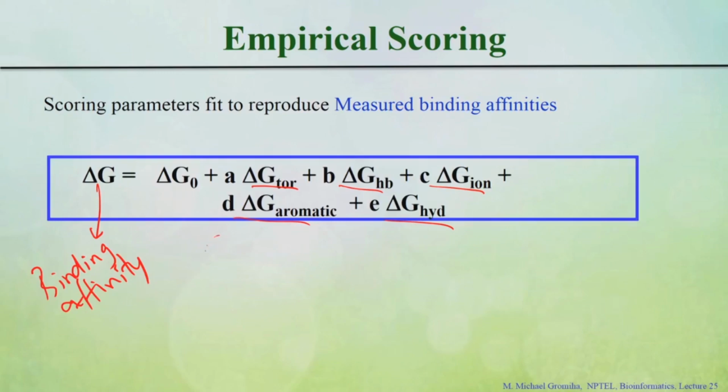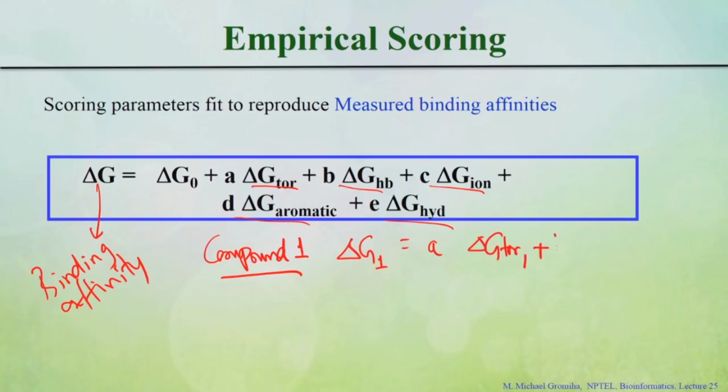So, when we get all the parameters, take compound 1. You can see delta G1 is known, equal to A into delta G torsion 1 plus B into delta G hydrogen bond 1 and so on. If we take compound 2, you can get the value delta G2 using this. Now on the right-hand side, all the delta G terms you can calculate from the complex, or from the free protein; these values are all known.